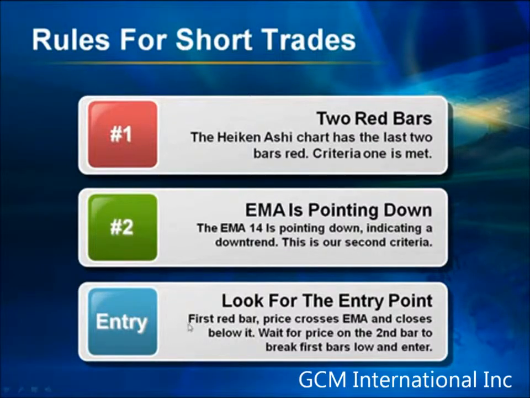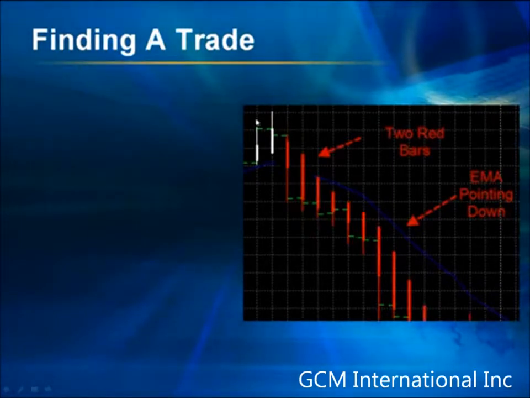To enter a trade with this system, we look at the first red bar. We need the price to cross over the EMA and close below it, so the price has to close below the EMA 14. And then we wait for the price on the second bar to break below the first bar's low, and then that's our entry point. And I'm going to show you this both on the charts and in examples as we're going through this. So if it's not clear yet, don't worry about it. So let's just take a look at this again.